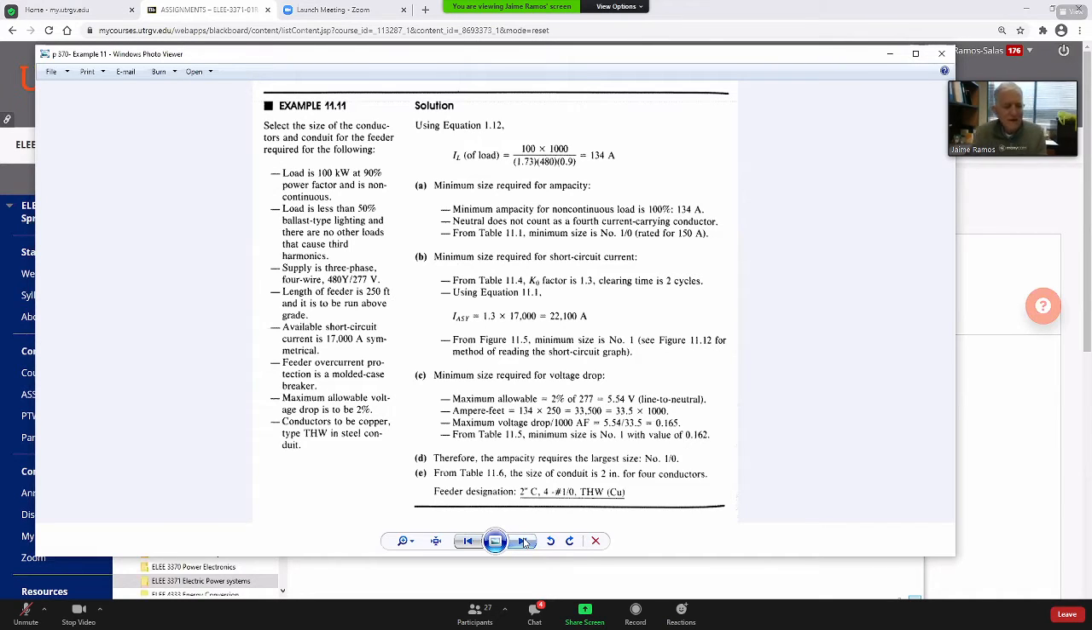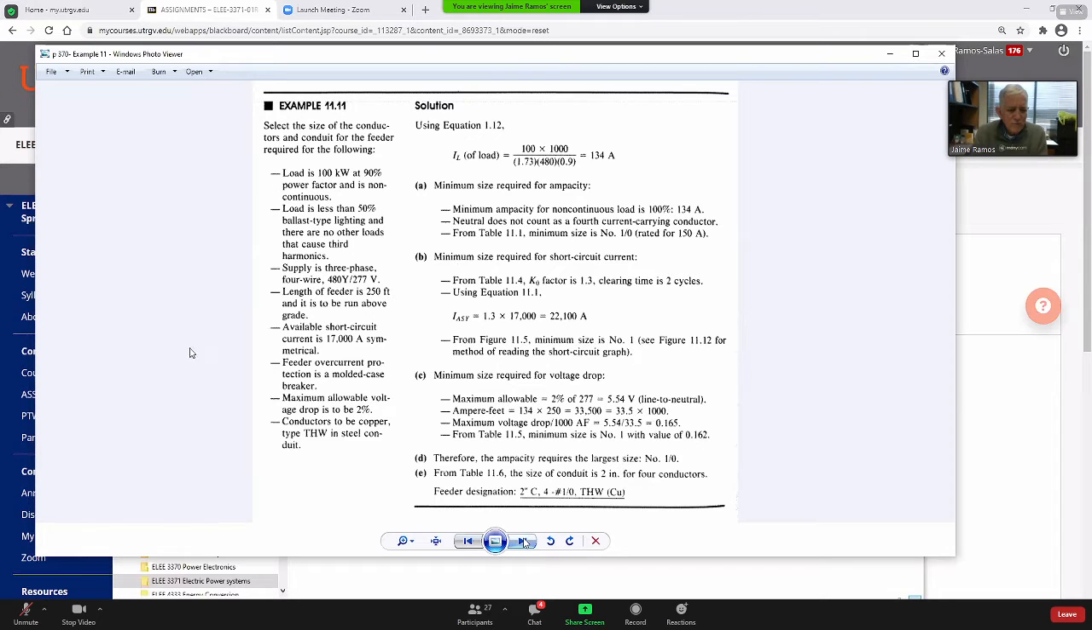The implication of this is that the neutral will not be considered a current carrying conductor. So in the conduit, we can consider filling by 3 conductors only, although there is a 4th conductor, which is the neutral, and a 5th conductor, which is the equipment grounding conductor, but those two normally do not carry current, so they are not considered current carrying conductors. So that's the second note on the left.